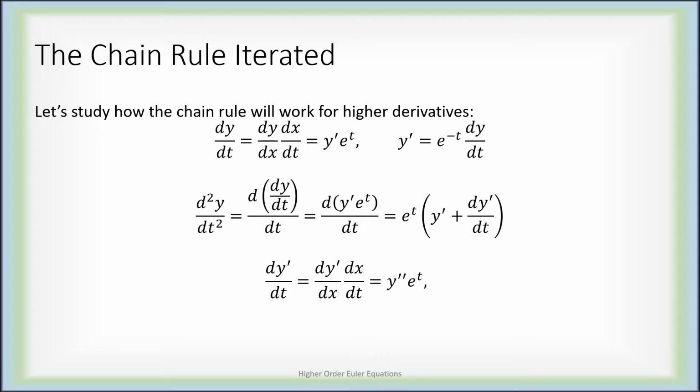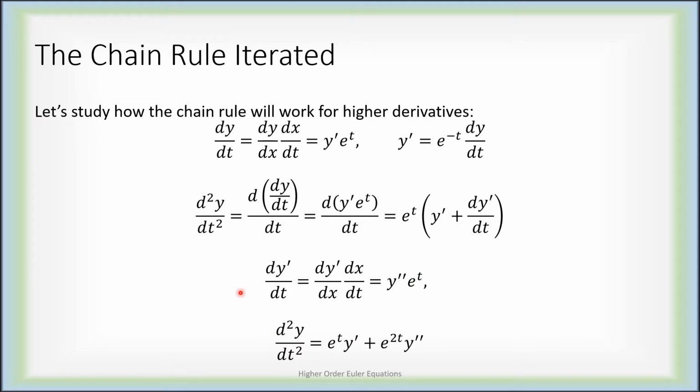We could also say that dy prime dt by the chain rule is dy prime dx dx dt. We're simply applying the chain rule to y prime as a function of x. So its t derivative is its x derivative times dx dt. Now, dy prime dx is just y double prime, the standard second derivative of y as a function of x. And as remarked already, dx dt is e to the t.